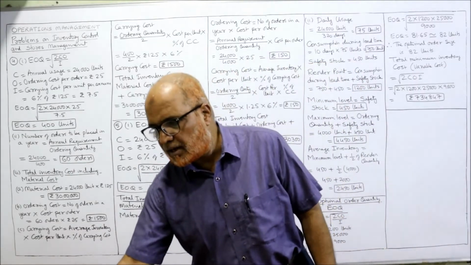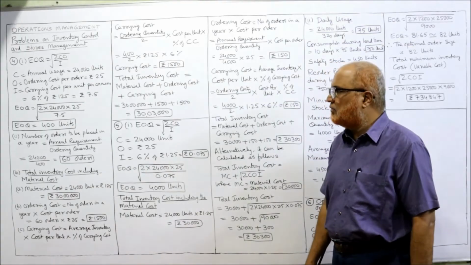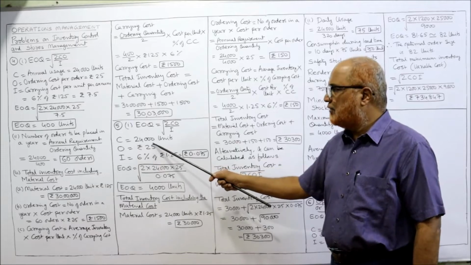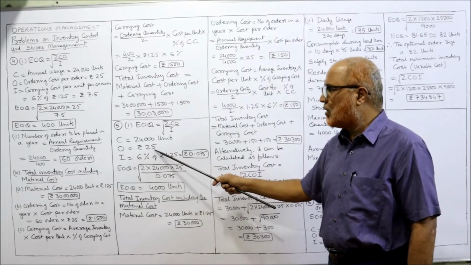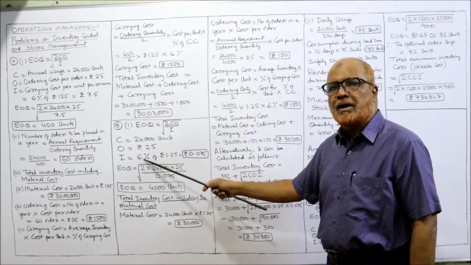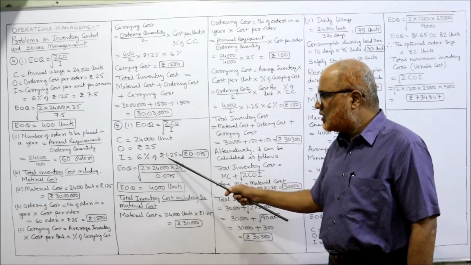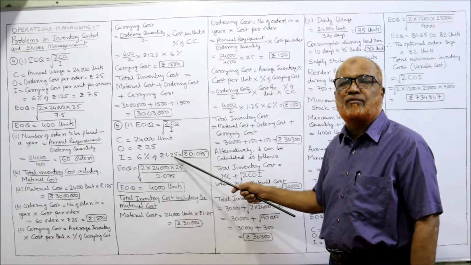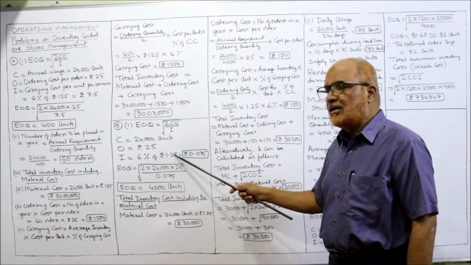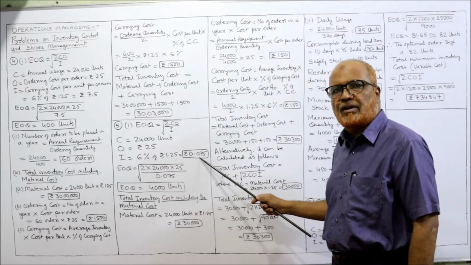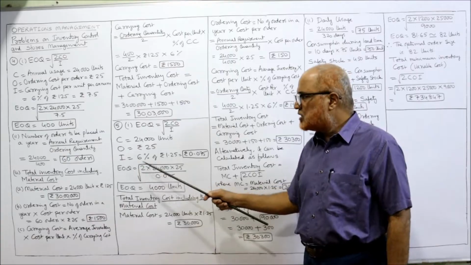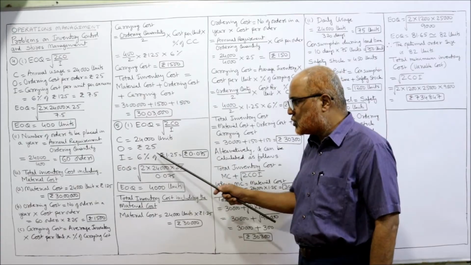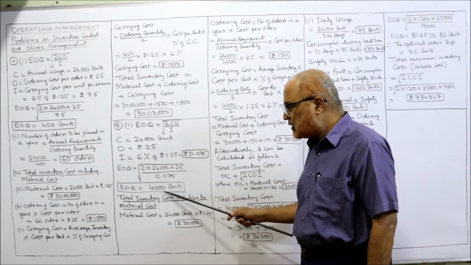So first of all, we calculate the EOQ and the total inventory cost. EOQ is root of 2CO by I. C, annual requirement, is 24,000 units. O, ordering cost per order, is 25. I, carrying cost per unit per annum, is 6% of 1.25. The cost per unit given in the problem is 1 rupee 25 paisa. 1.25 into 6% is 0.075. This is I. Now substitute: 2 into 24,000 into 25 divided by 0.075, under root. After root we are getting 4,000 units.